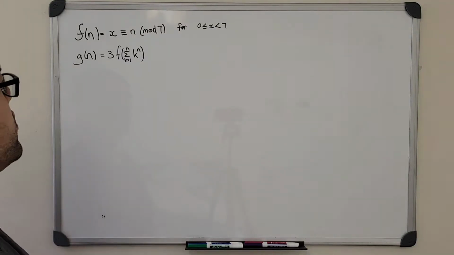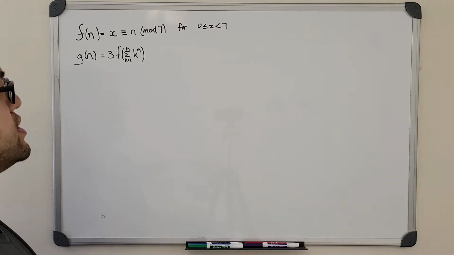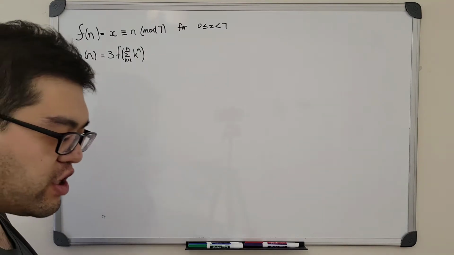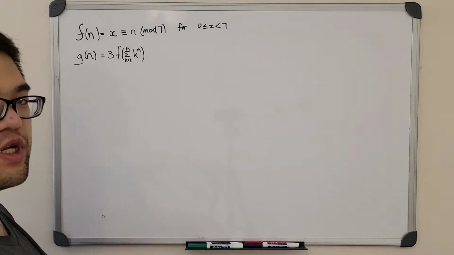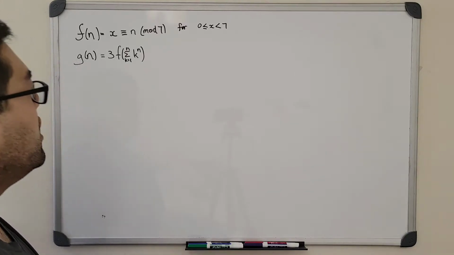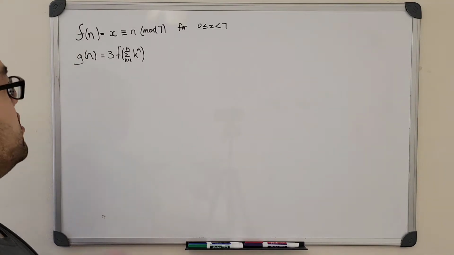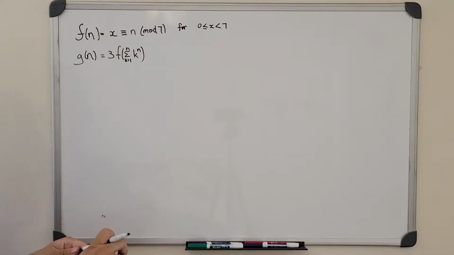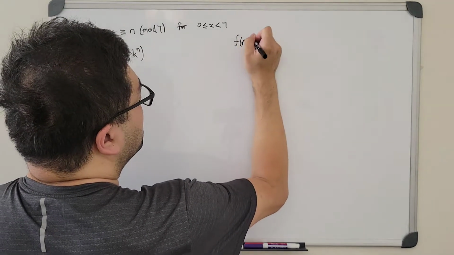Great. So I decided to rewrite the function f(n) as x, where x is congruent to n mod 7, for x between 0 and 7, not including 7. Once again, that's how we use modular arithmetic to define the remainder after dividing by some number. And if you don't like this modulo 7 symbol, we can also rewrite the function in the following way.